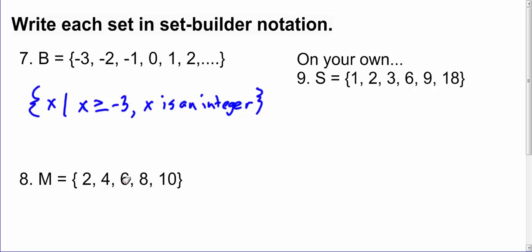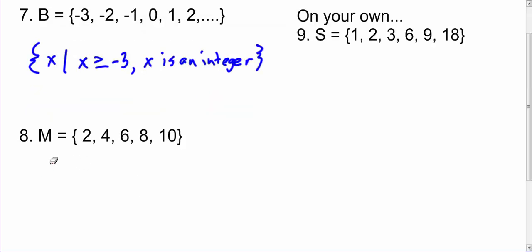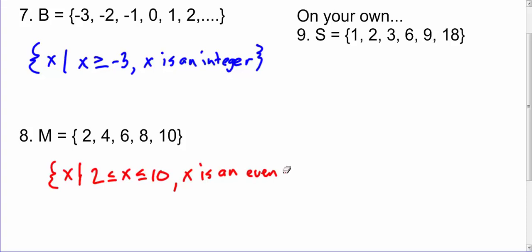Okay, let's look at number 8. On this problem, our set is finite, so it has exactly 5 terms in it. And I'm going to do it this way. I'm going to say x such that 2 is less than or equal to x less than or equal to 10. That takes care of starting at 2, stopping at 10, but we also would need to say x is an even number, or integer if you prefer.